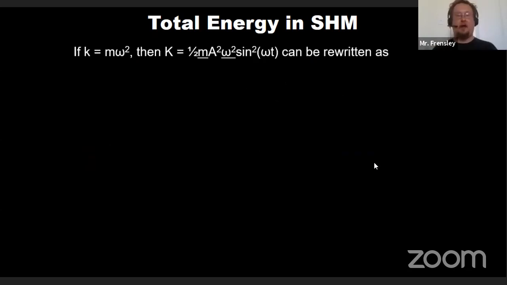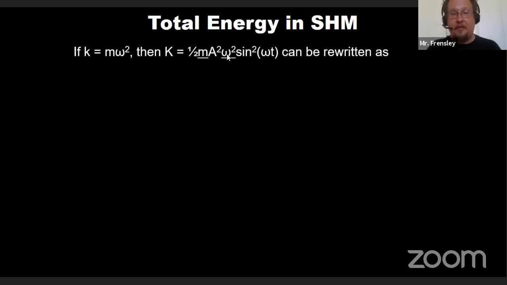Now, why do I care? The reason why I care is because I just said that kinetic energy is 1/2 m a squared omega squared sine squared omega t. That came from plugging in v equals negative a omega sine omega t into kinetic energy 1/2 mv squared. Then I just multiplied it all out, right?